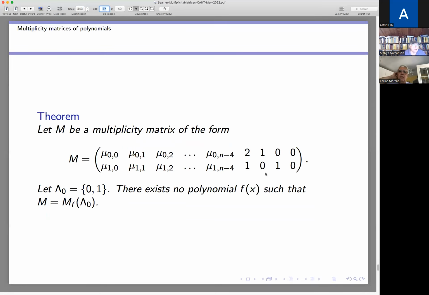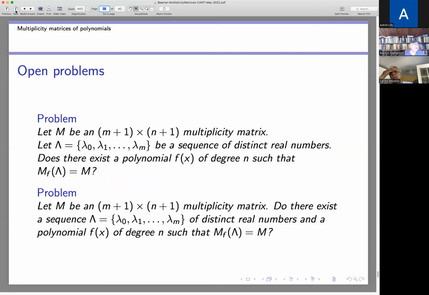This is more interesting. Suppose you have a multiplicity matrix of this form. The column sums are at most 0, 1, 2, 3, and so forth, but there is no polynomial for which this is the multiplicity matrix. This is in fact one of the things that Noah Kravitz will be talking about in a few minutes.